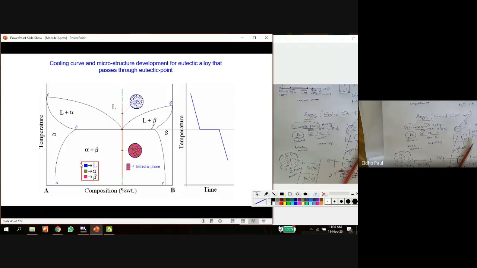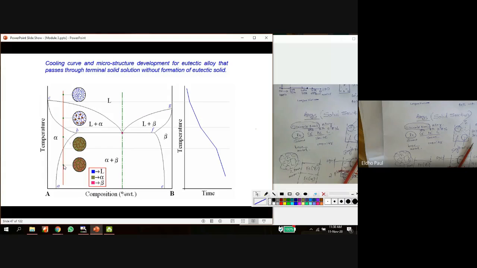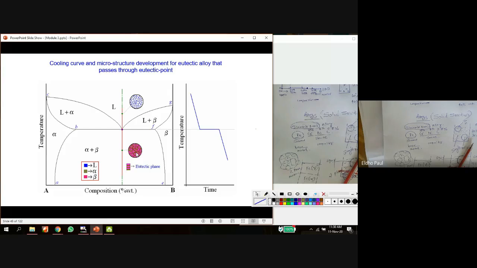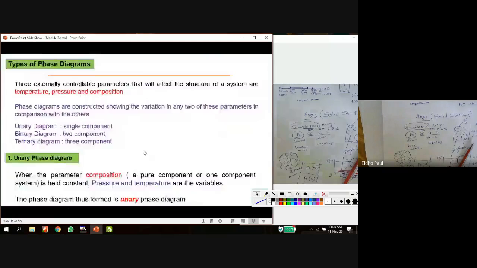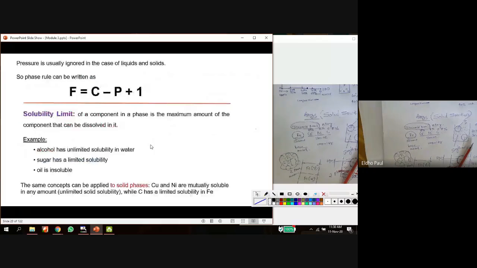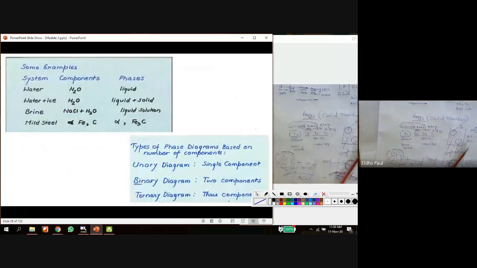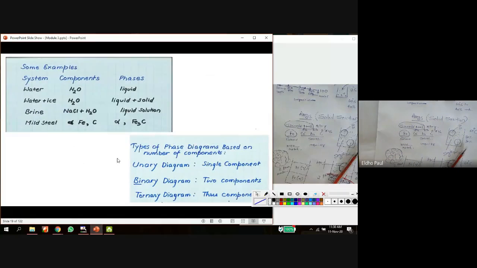Okay, so here see this, the beta particle size is increased at this point. When we compare this point and this point, the particle size is increased. Okay. Any doubt?